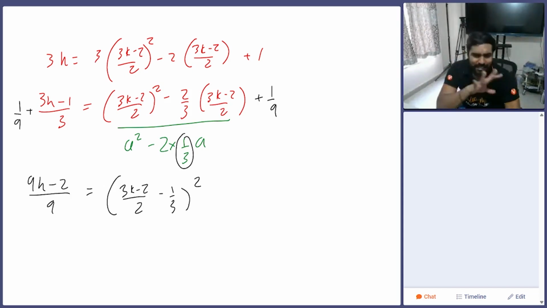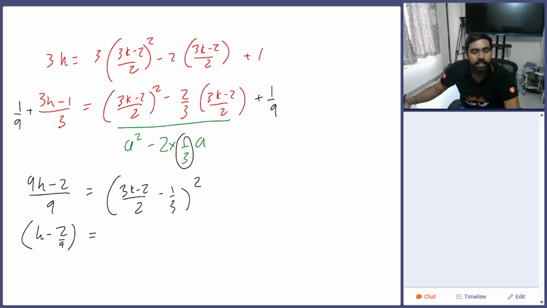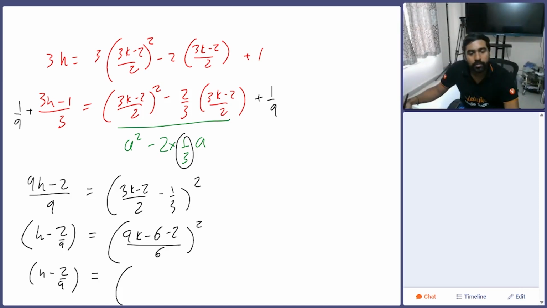Okay, now kind of it is giving us a little bit of the vibes of a parabola. Let's now standardize this a little bit more over here. So now this 2, if you divide, you will get H minus 2 by 9. Perfect. This one over here, if you simplify, what will you get? You will get (9K minus 6 minus 2) divided by 6 ka whole square over here. This gives you H minus 2 by 9 is equal to (9K minus 8 by 6) ka whole square over here.